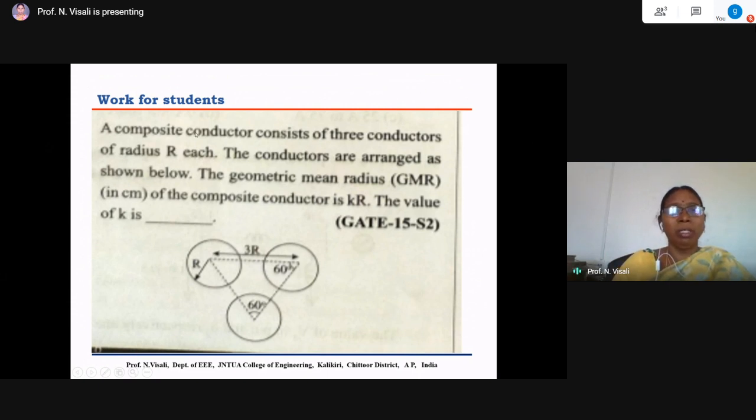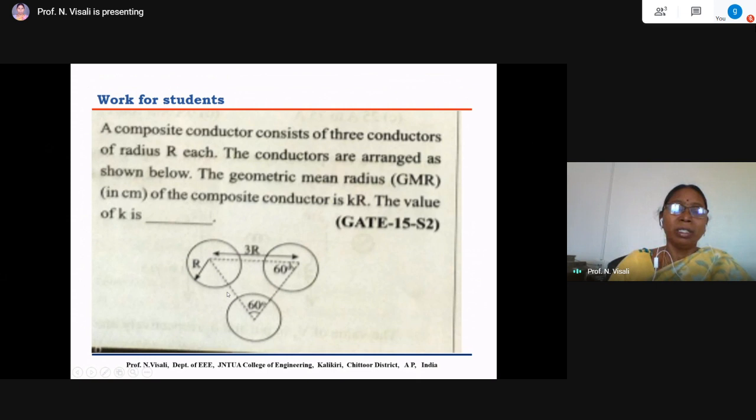This is one problem. A composite conductor consists of 3 conductors of radius r. The conductors are arranged as shown below. The distance between the conductors is 3r. The geometric mean radius of the composite conductor is kr. You have to calculate the value of k. Here the distance between the conductors is given as 3r, here maybe 3r, here also 3r. The geometric mean distance is the cube root of d1, d2, d3.